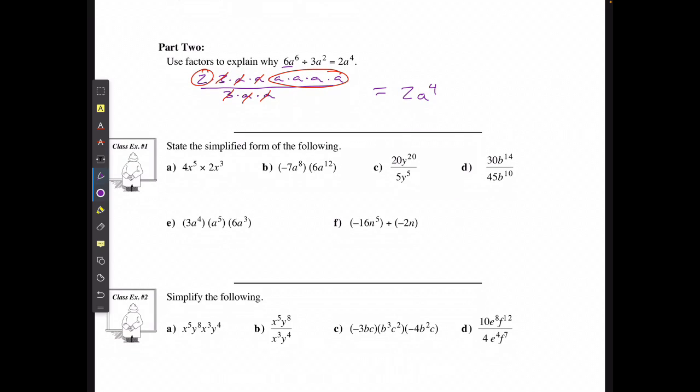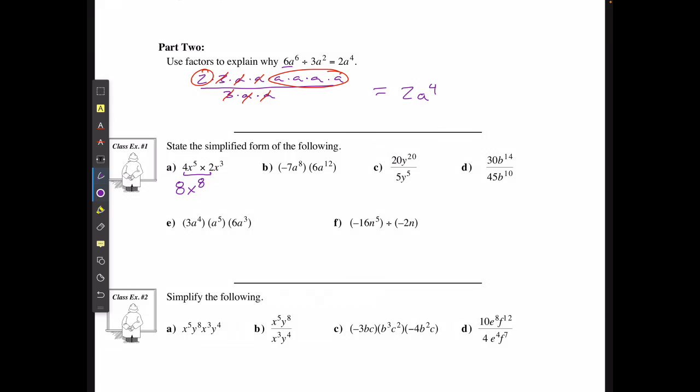So if I'm simplifying these things, then I can do the same process. I'm going to combine the coefficients. So 4 times 2 is going to give me 8. And I'm going to combine the variables. x to the 5 and x to the 3 is x to the 5 plus 3, or x to the 8.